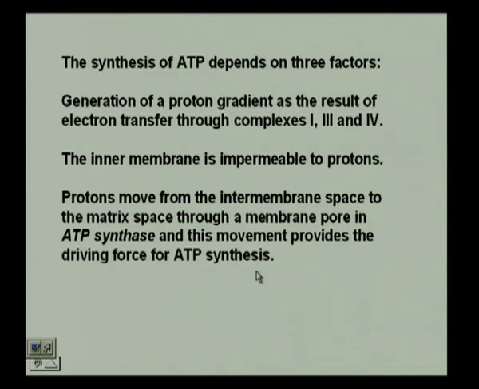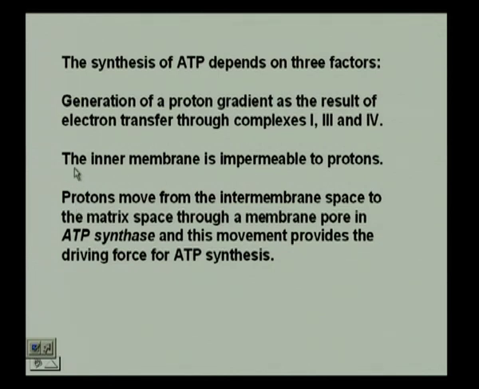The synthesis of this ATP depends on three factors. First, there is the generation of a proton gradient as the result of electron transfer through complexes 1, 3 and 4. We will see exactly what these complexes are comprised of and what they mean. They are essentially enzymes, along with other cofactors and prosthetic groups, that permit the transfer of protons, which eventually is going to lead to ATP synthesis.